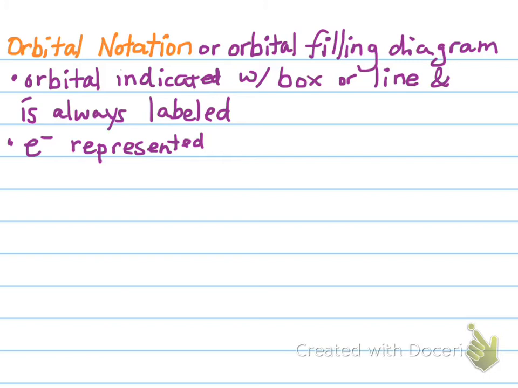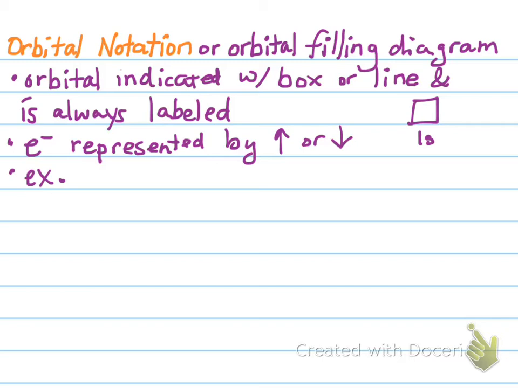Okay? All right. Back to orbital notations, or this orbital filling diagram. The orbital is indicated with a box or a line and is always labeled. And the electrons are represented by the up or down arrows. So we're going to do a bunch of examples of these. Right? I like lines, but technically you could do a box. So technically you can write a box and write one S under it. I don't like to make boxes. I like to make lines.